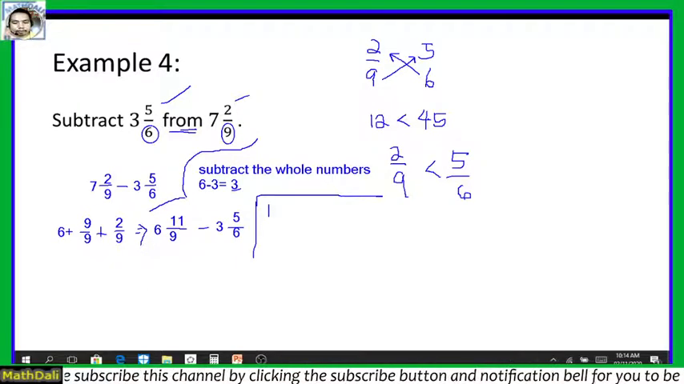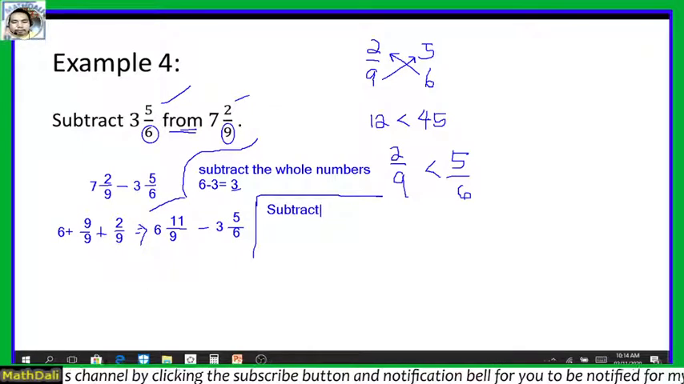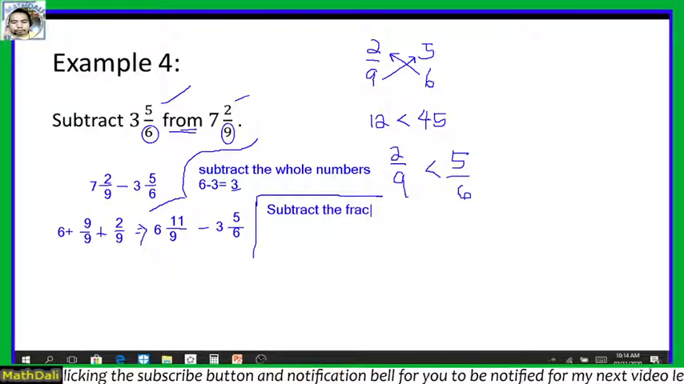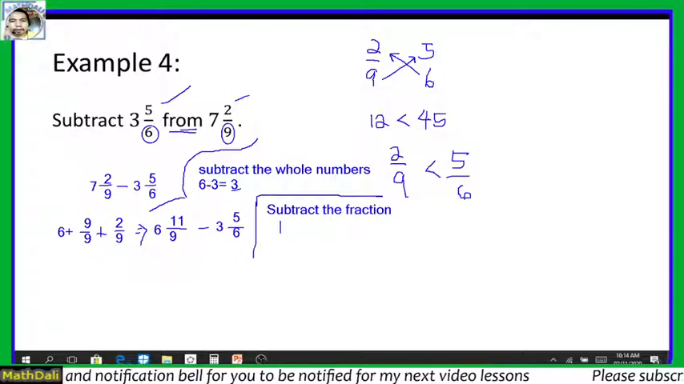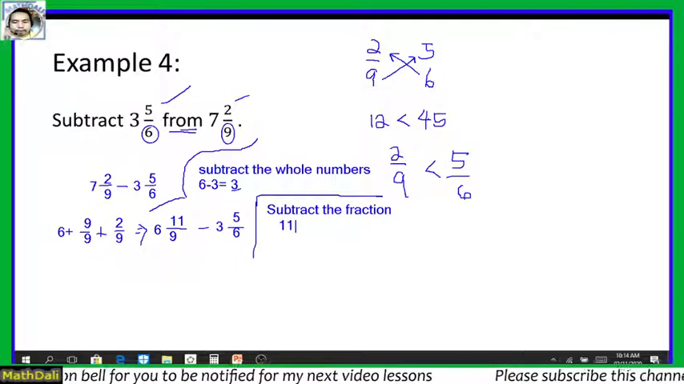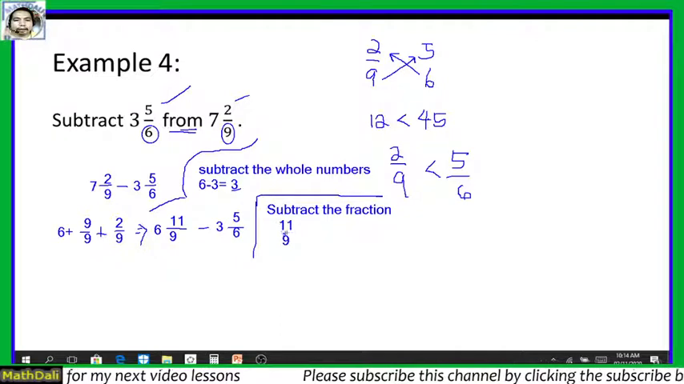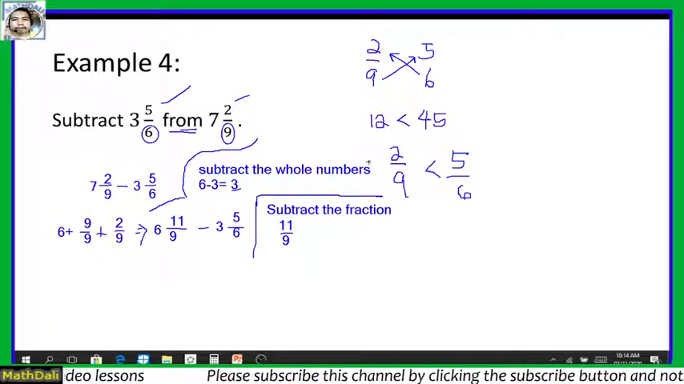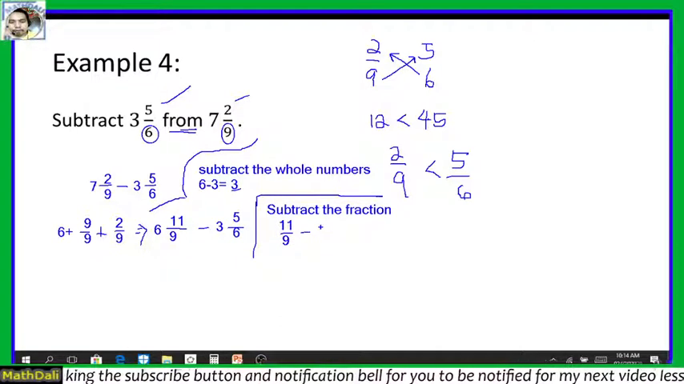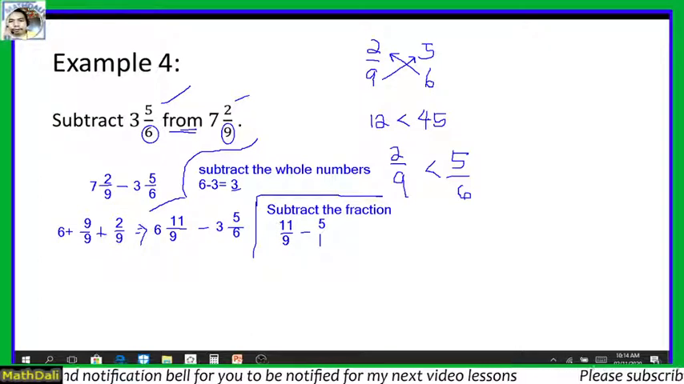Gawin natin dito. We have, subtract the fraction. Okay, ang fraction natin, separate lang muna natin para hindi mahirap. So, we have 11 over 9. Ito yung improper fraction natin, kasi yung 2/9 ay less than sa 5/6. Kaya tayo nag-borrow dun sa 7. Kaya naging 11 over 9 na to. So, minus yung ating fraction na 5 over 6.